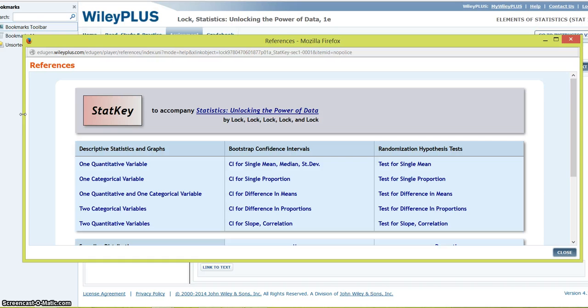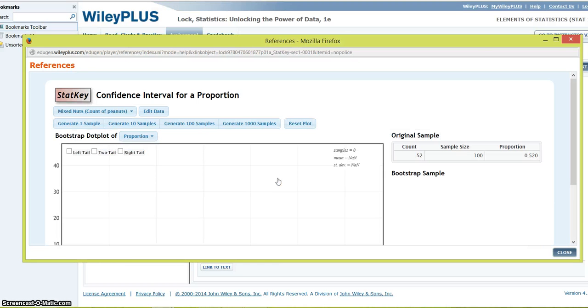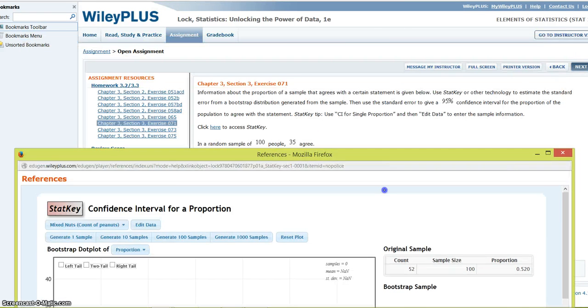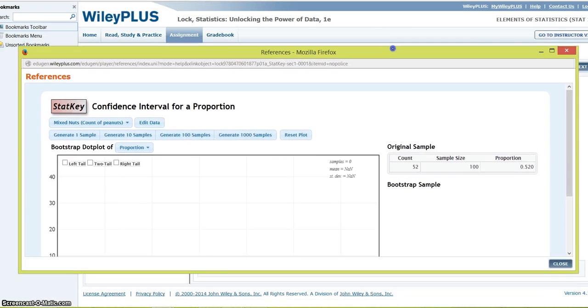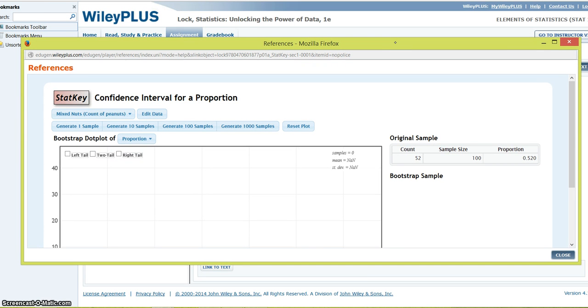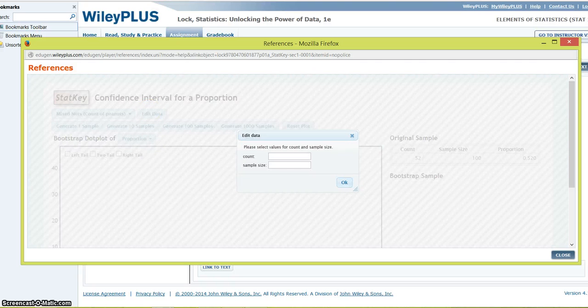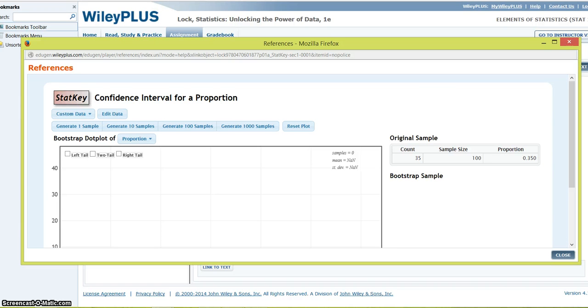Okay, so I need to go into bootstrap confidence intervals, and I have a single proportion. Now remember, I have 35 agree out of 100 people. I need to enter this data, so I click Edit Data, because right now I have 52 out of 100 as the original sample. The count is the number who agree, 35, and the sample size is 100, and I click OK. Now this reflects my sample, a proportion of 0.35.